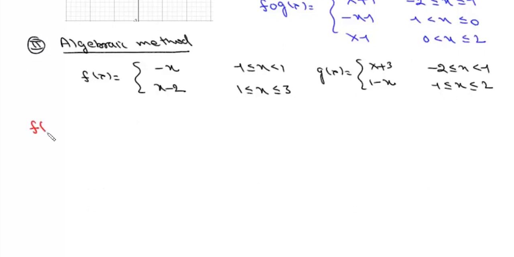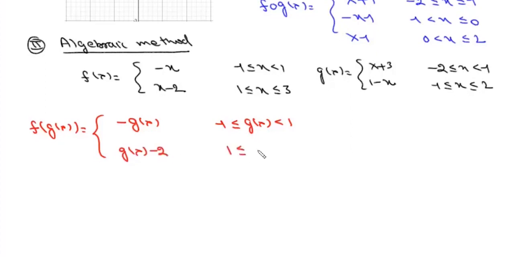Now again we'll find f of g(x). In this definition we'll replace x with g(x). So it will be minus g(x) when g(x) lies between -1 and 1, and it will be g(x) minus 2 when g(x) lies between 1 and 3. So for this f of g(x), we have defined everything in terms of g(x). Now this g(x) itself has two definitions, x plus 3 and 1 minus x. So we'll expand it in 4 parts using the definition of g(x).